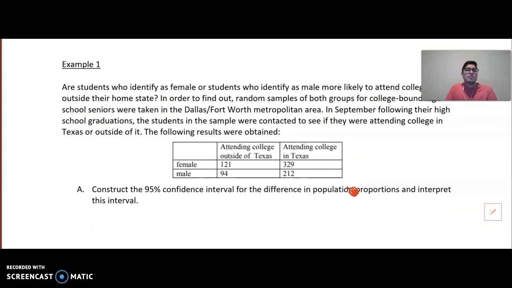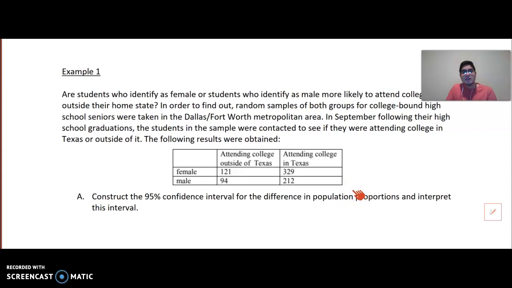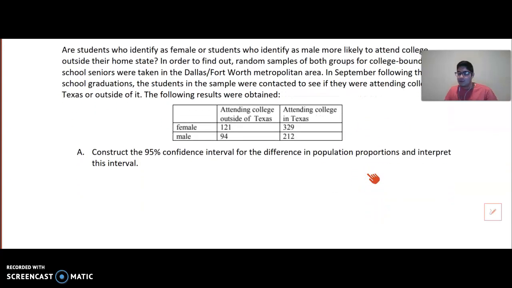So suppose we want to know whether students who identify as female or students who identify as male are more likely to attend college outside their home state. In order to find out, random samples of both groups of college-bound high school seniors were taken in DFW, the metropolitan area. In September, following their high school graduations, the students in the sample were contacted to see if they were attending college in Texas or outside of Texas, and the following results were obtained.